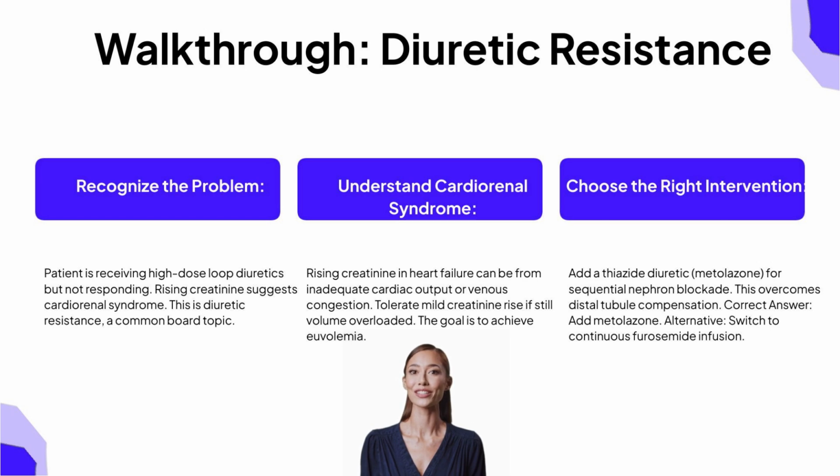This question tests your understanding of cardiorenal syndrome and diuretic resistance. When loop diuretics aren't working, the classic next step is sequential nephron blockade. Add a thiazide-type diuretic like metolazone, which blocks sodium reabsorption at a different site. This overcomes the compensatory increase in distal tubule reabsorption. The key insight is that in heart failure, rising creatinine is often from venous congestion, not from the diuretics themselves. Achieving euvolemia can actually improve kidney function. Don't let the creatinine scare you away from adequate diuresis.